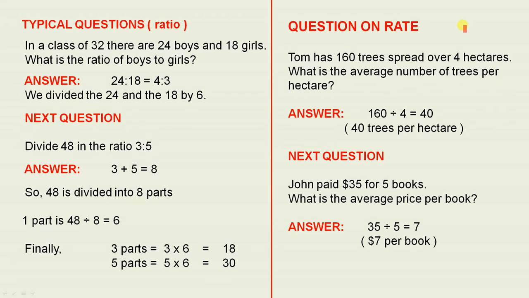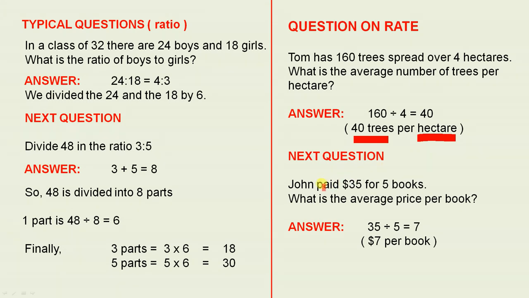Here's a question on rate, a couple of questions. Tom has 160 trees spread over 4 hectares. What is the average number of trees per hectare? The answer, if we divide 160 by 4, because it's 160 trees per 4 hectares, we get 40. So the answer is 40 trees per hectare. So it's a number of trees, and that's an area. That's why it's a rate.